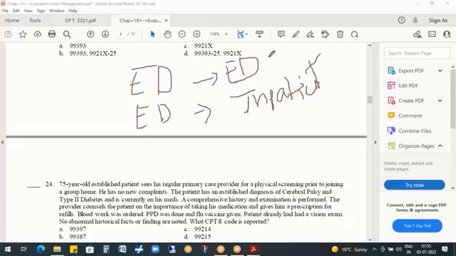What is the first step in E&M rule? Identify the place and location. Identify the place of service. Now in the given question, what is the place of service?